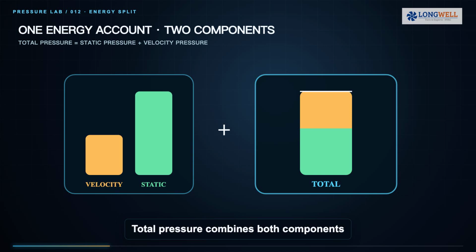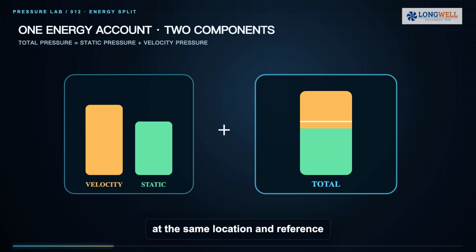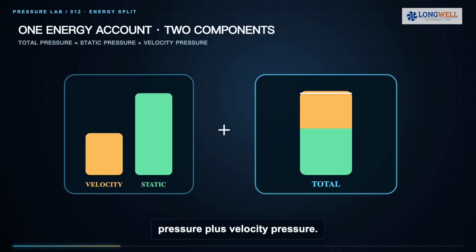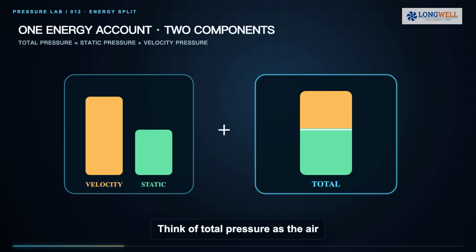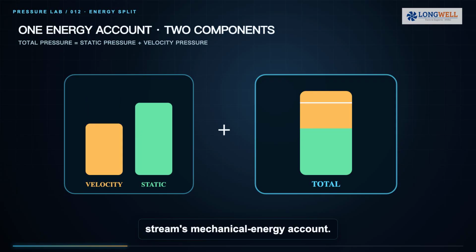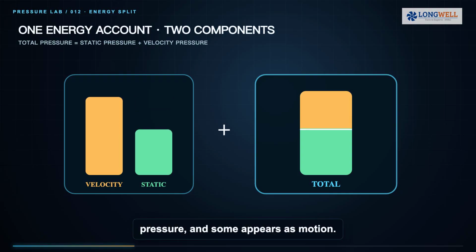Total pressure combines both components at the same location and reference condition. Total pressure equals static pressure plus velocity pressure. Think of total pressure as the airstream's mechanical energy account. Some of that account appears as static pressure, and some appears as motion.